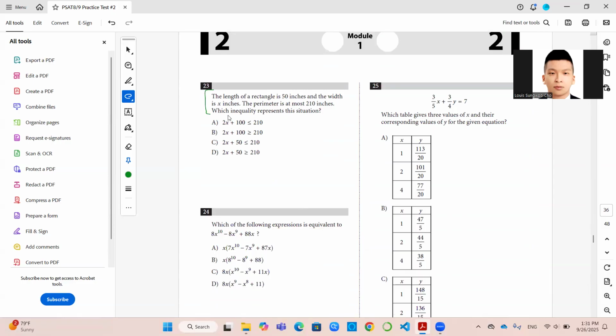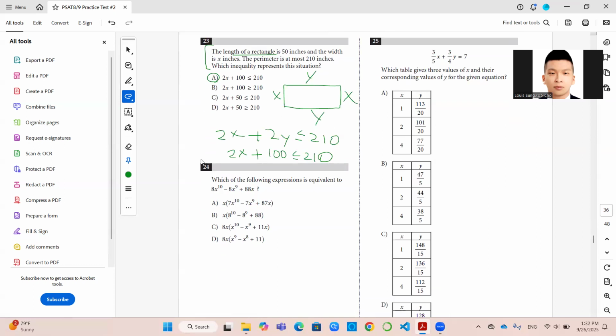The length of a rectangle is 50 inches and the width is x inches. The perimeter is at most 210 inches. Which inequality represents this situation? So we want to get the perimeter, right? So 2x plus 2y at most 210, right? And we have the length of a rectangle, so we can say that's y. 2x plus, what's 2 times 50? That's 100. So A is the correct answer.